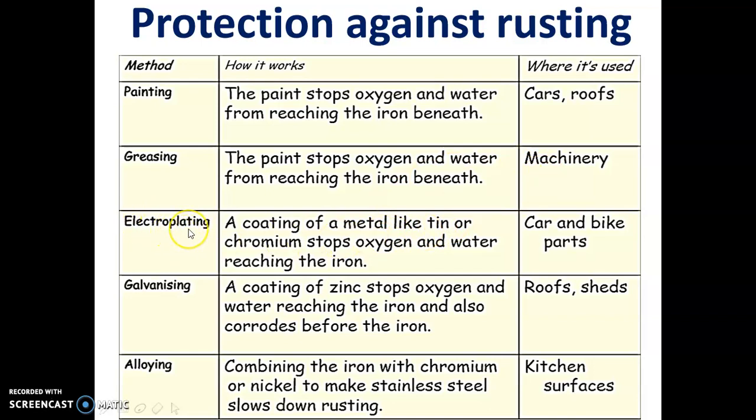Then we can use electroplating, where a coating of metal like tin or chromium will stop the oxygen and water from reaching the iron. When these two essential things do not reach the iron, the iron won't rust, so we can prevent the rusting from happening. And then we can do galvanizing, which is a coating of zinc that stops the oxygen and water from reaching the iron and also corrodes before the iron. So the iron won't corrode. We can use it for roofs or sheds.